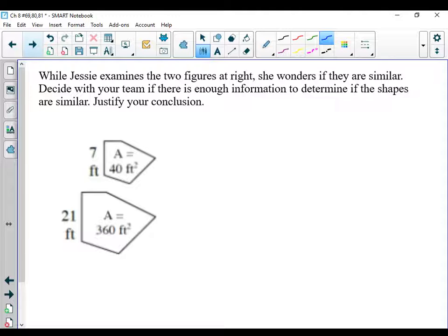Let's say I had this problem here. Jesse looks at the 2 figures at the right, and she wonders if they are actually similar or not. So we're going to try to decide, is there enough information to determine if the shapes are similar, and then justify our conclusion. Why don't you pause the video and think about it. Is there enough information to decide if they're similar or not?